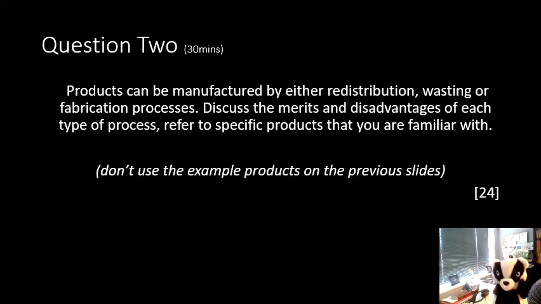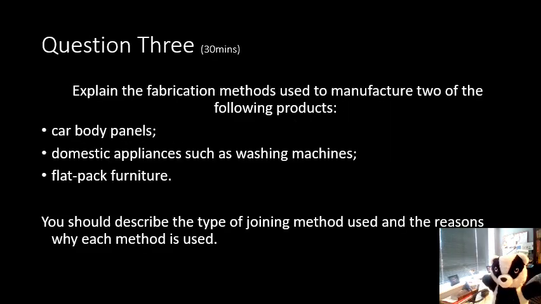And make sure you do try and really unpick the advantages and disadvantages, as well as comparing and contrasting the differences between redistribution, wasting and fabricating. So it should take about half an hour, normally a minute a mark, and then you've got 6 minutes to do some planning. And then question 3, explain the fabrication methods used to manufacture 2 of the following products.